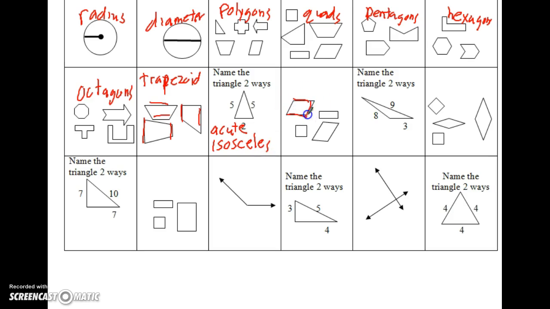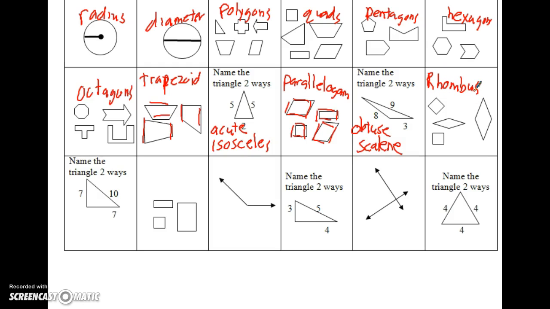On these, each one of them has 2 sets of parallel sides. So if everything's parallel, that would make it a parallelogram. Name the triangle 2 ways: right there I see an obtuse angle right off the bat, so it's going to be obtuse. And none of the sides are the same, so it's obtuse scalene. On this one, each shape has 4 equal sides, so that would make it a rhombus.